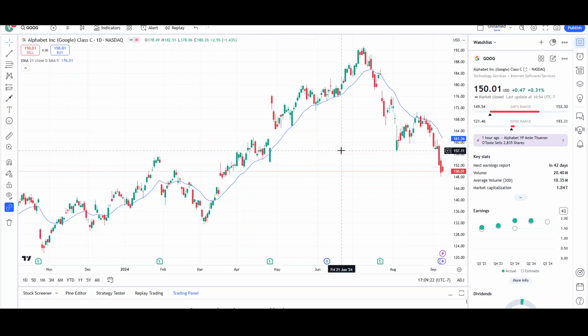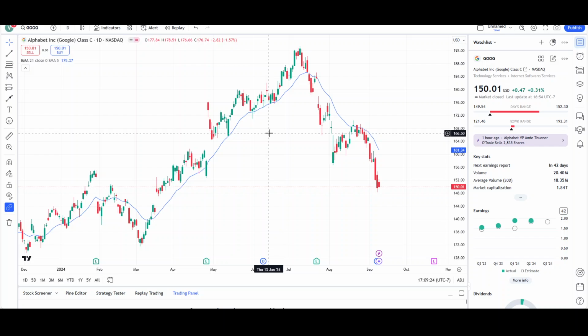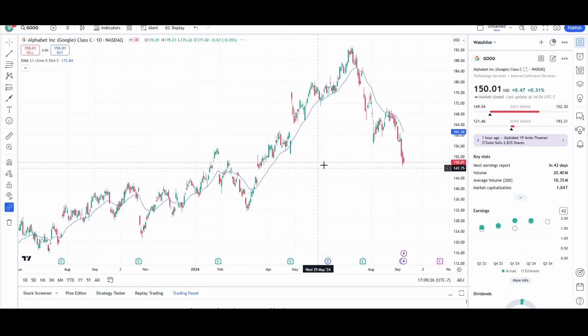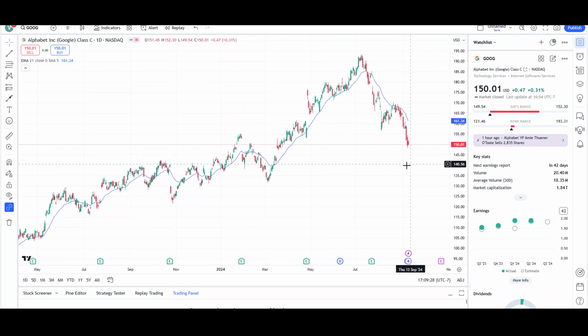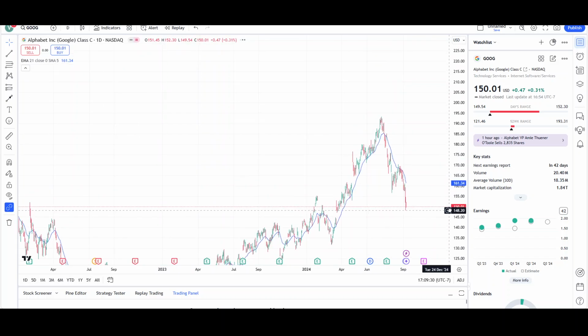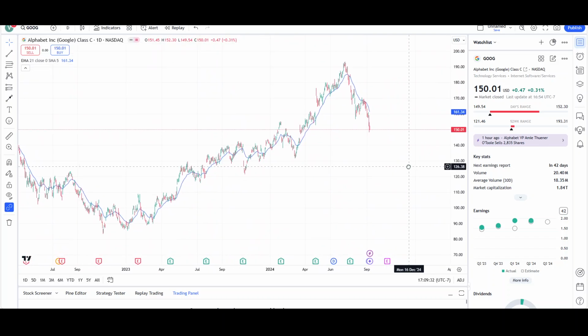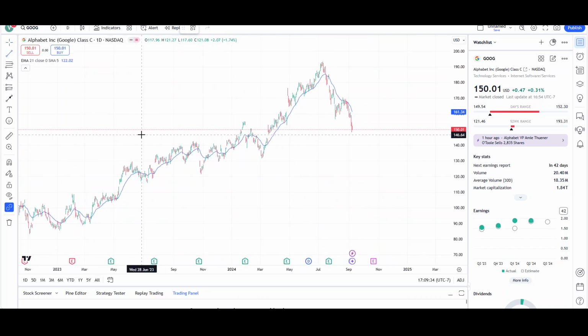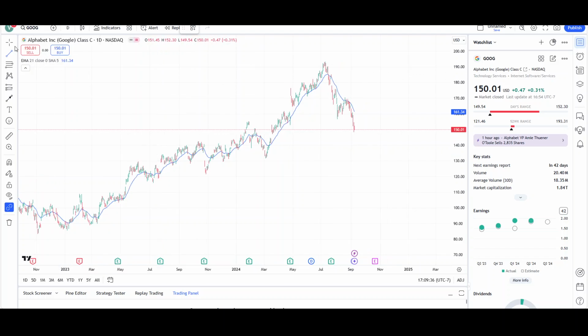So I'm looking at the price chart for Google without any drawings on here. It's going to be a blank canvas. So let's go and take a look at what is going to tell us where price is going to be headed next, or likely to be headed next.